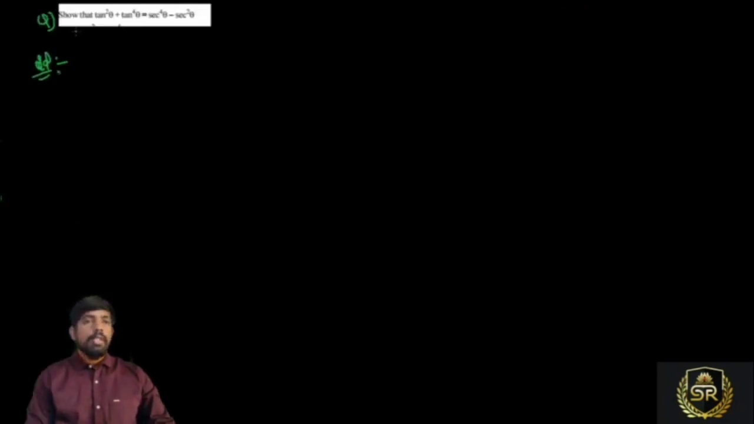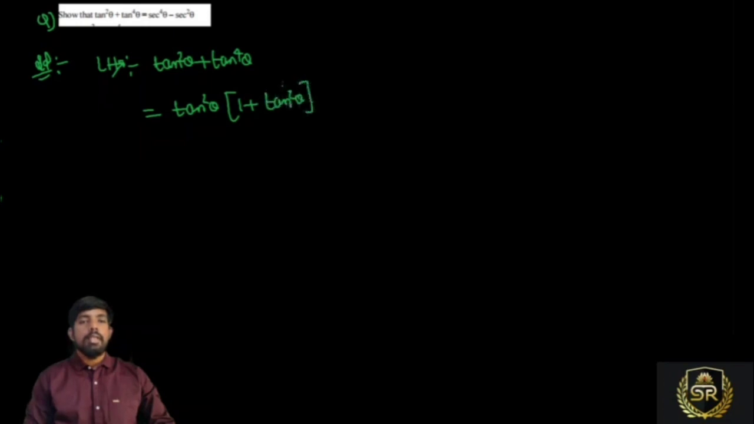Done. Show that tan square theta plus tan to the power of 4 theta is equal to secant to the power of 4 theta minus secant square theta. Now consider LHS. LHS is tan square theta plus tan to the power of 4 theta. Take tan square theta common: in the place of the first term you get 1, and in the place of tan to the power of 4, one tan square remains, since taking common 2 from power 4 leaves 2. That's the reason I wrote 2 here.